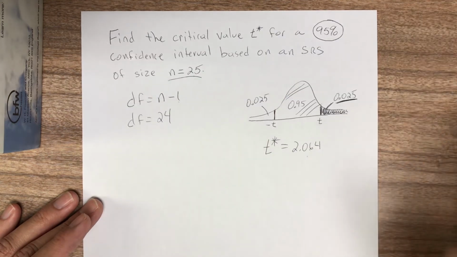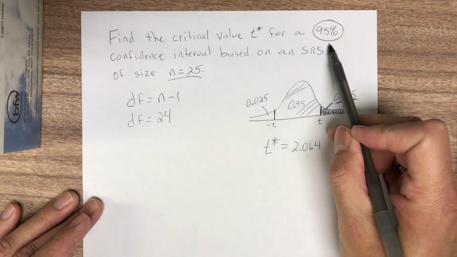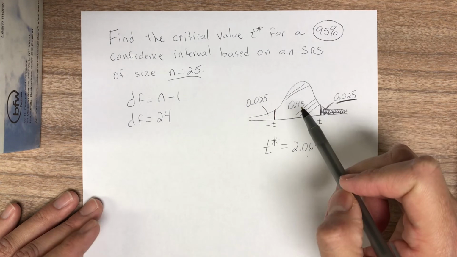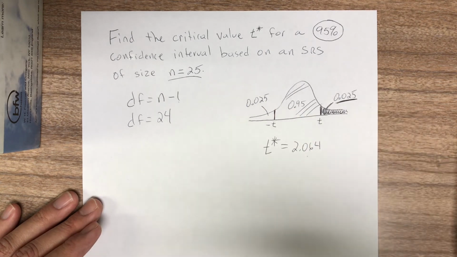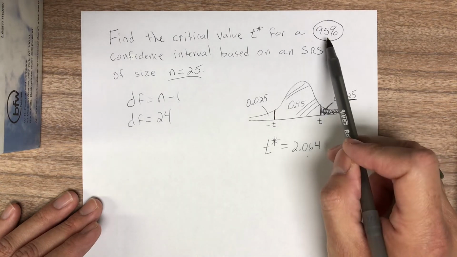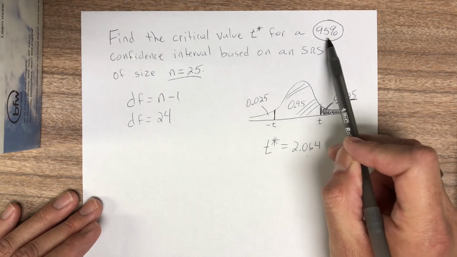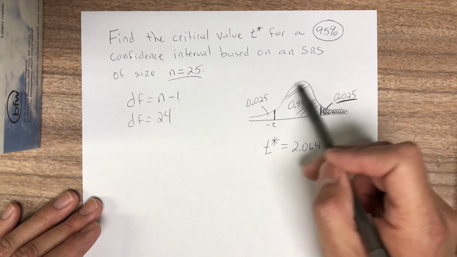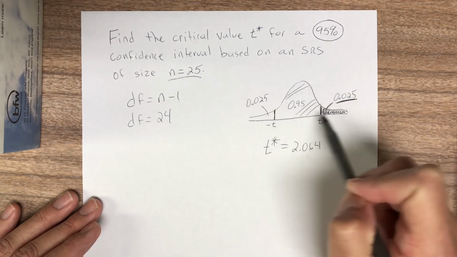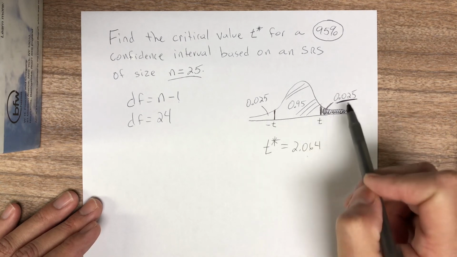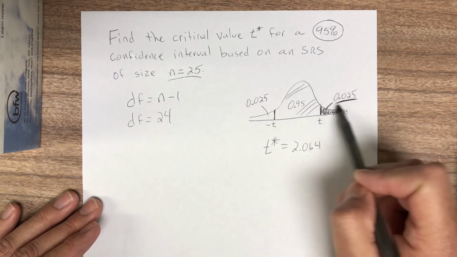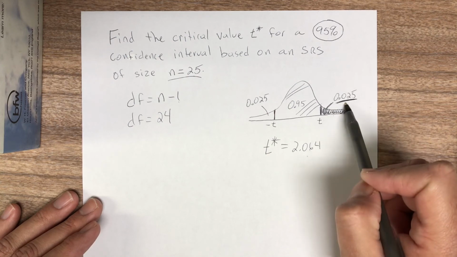And this is for a 95% confidence interval. We also have a 90%, 80%, 99% confidence level. So when you have a different confidence level, make sure you draw the density curve, and find the area in the tails so you know what area you need to use in the calculator.